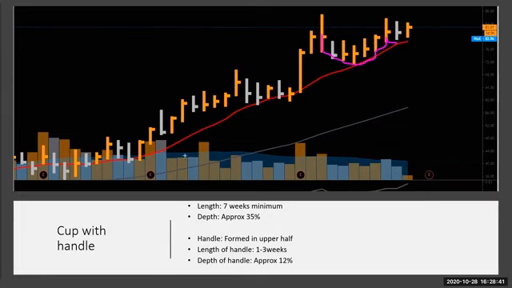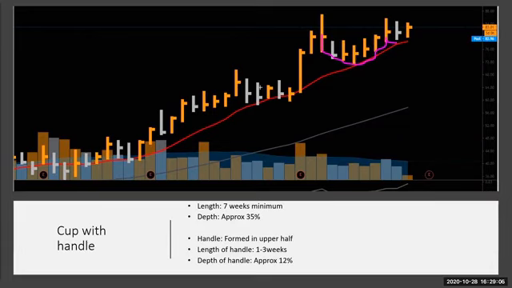In order for a cup with handle to be properly structured, and there'll be times where you see a cup with handle that is only 6 weeks long, I wouldn't toss the pattern just because it happens to be 6 weeks long and not 7 weeks long. It would just be one thing that's a strike against it.